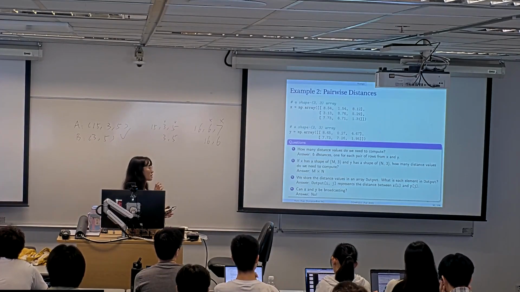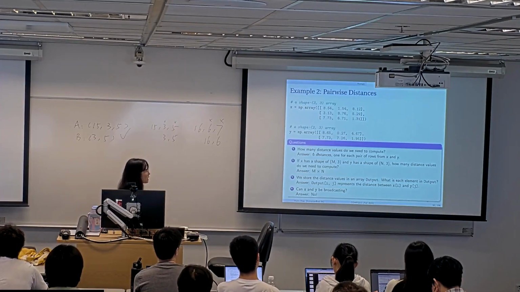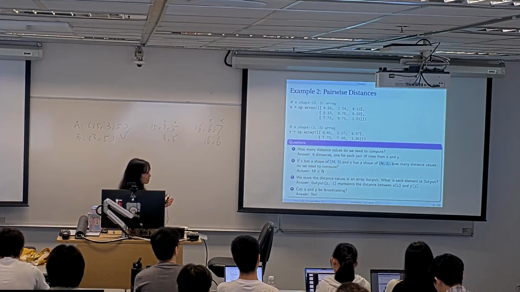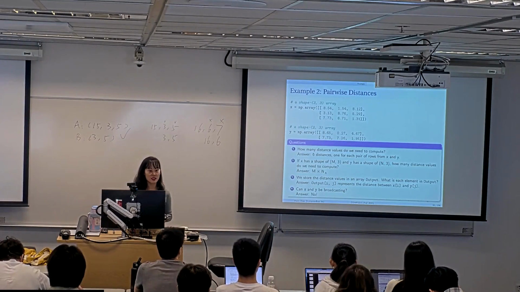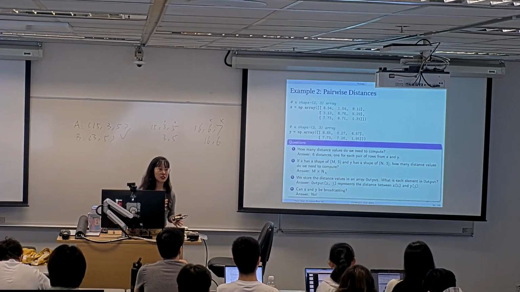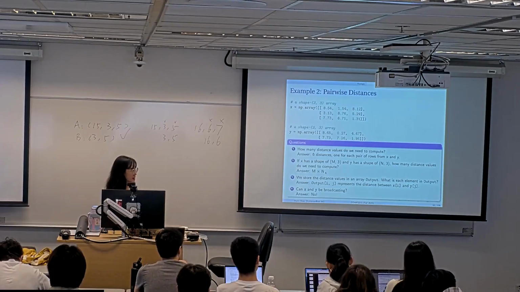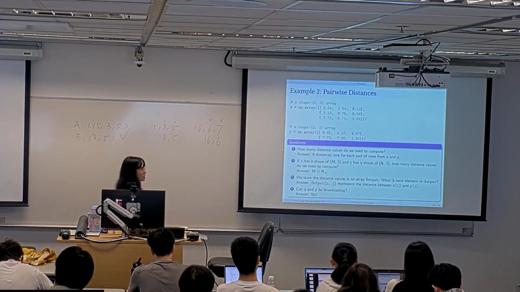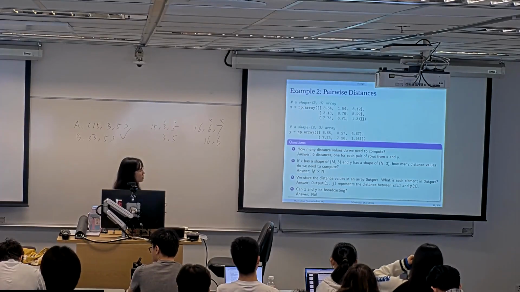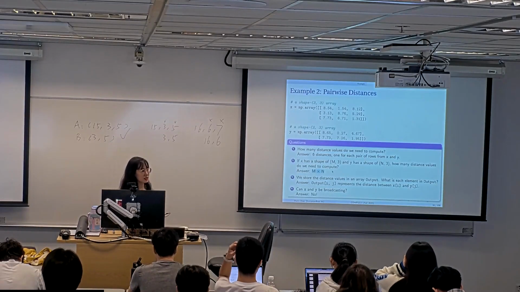So in total, 3 times 2, we have 6 distances. Then consider a more general case. If x has shape m by 3 and y has shape n by 3, how many distance values do we need to compute? In this case, it should be m times n, right? Because for each pair, we need to get one Euclidean distance. Then we consider, okay, for this general case, we need to get m times n distances.